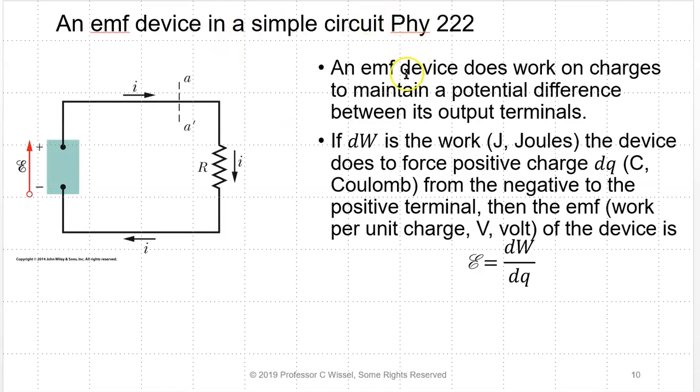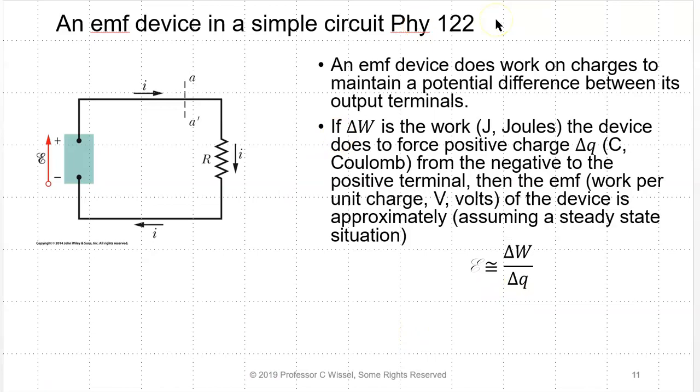An EMF device does work on charges to maintain a potential difference between its output terminals. If dW is the differential work in joules the device does to force positive charge dQ in coulombs from the negative to the positive terminal, then the EMF, which is the work per unit charge in volts of the device, is the derivative of the work with respect to the charge, or EMF equals dW/dQ.